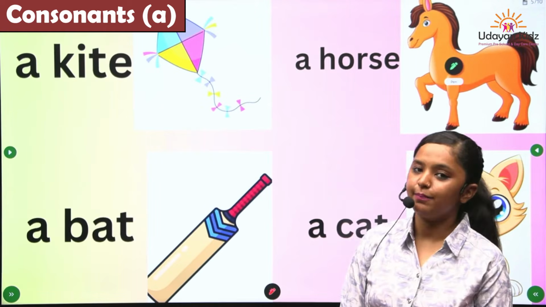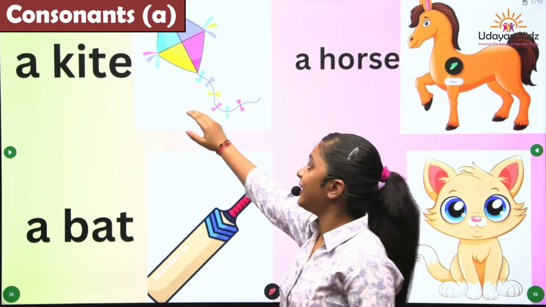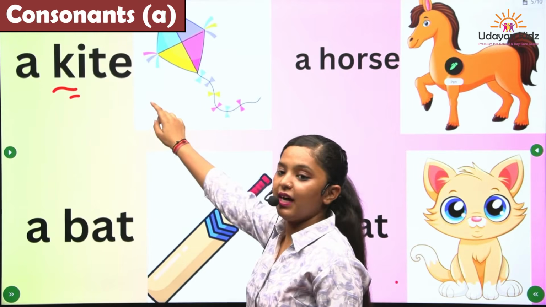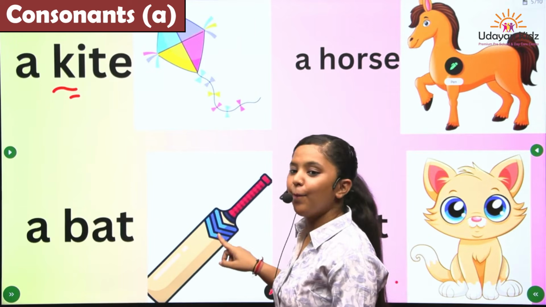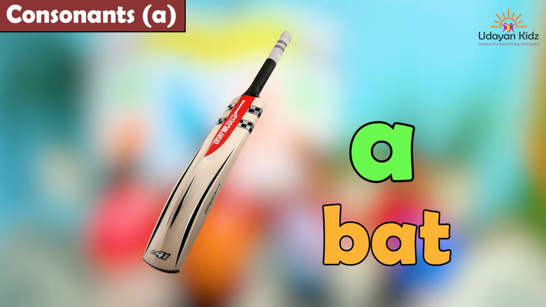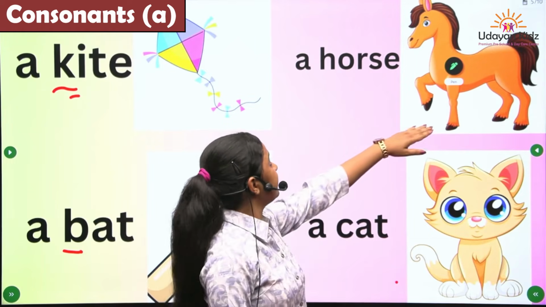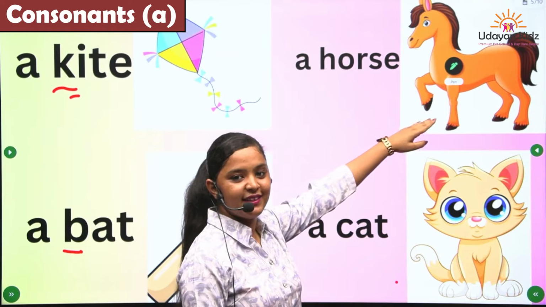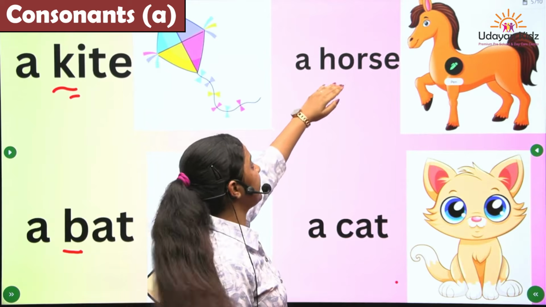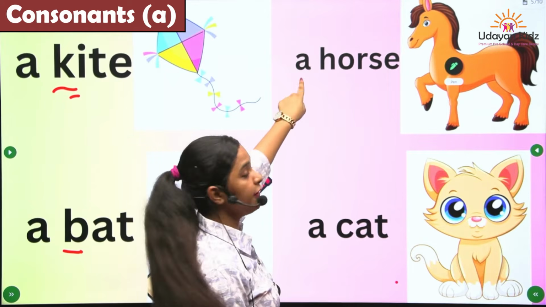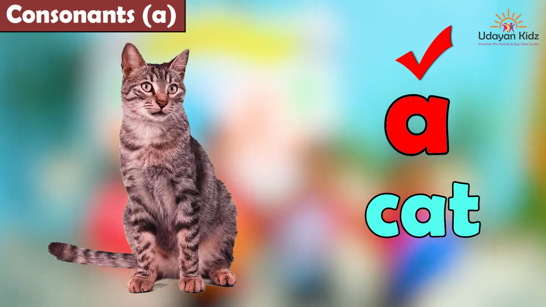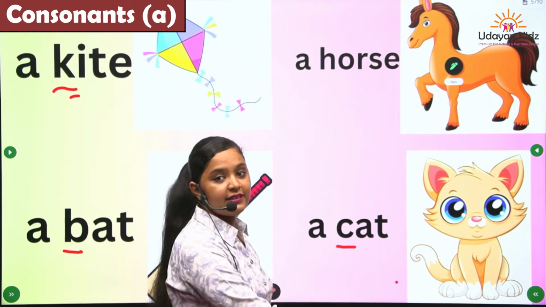Let me show you some examples. What is this? Yes, this is a kite and it begins with a consonant sound. And next is a bat, and bat also begins with a consonant sound, so we use A here. Next is, which animal is this? Yes, this is a horse and it begins with a consonant sound, so we will use A here. And next is, yes, this is a cat. Cat also begins with a consonant sound.